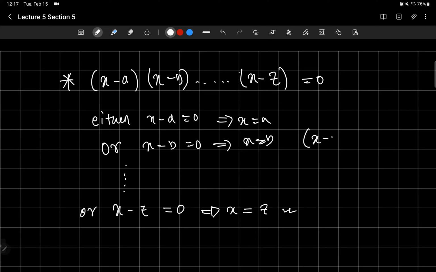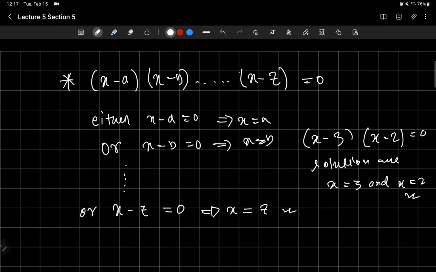So when you have, let's say, x minus 3 times x minus 2 equals to 0, you say the solutions are x equals to 3 or x equals to 2. Or some people even will write x, and it really doesn't matter. It's a quadratic equation, so both of them are true. Both of them are solutions.